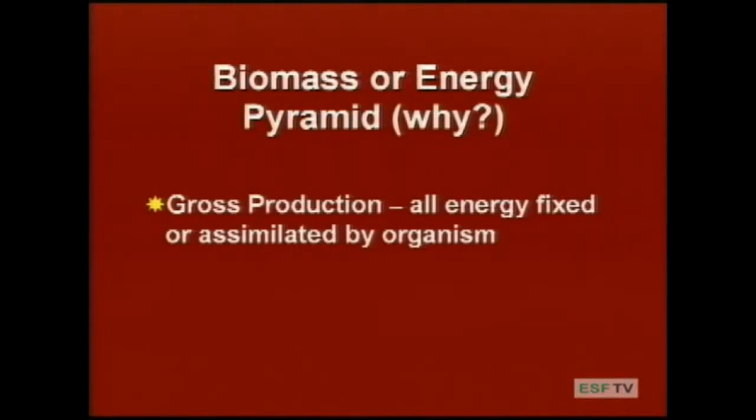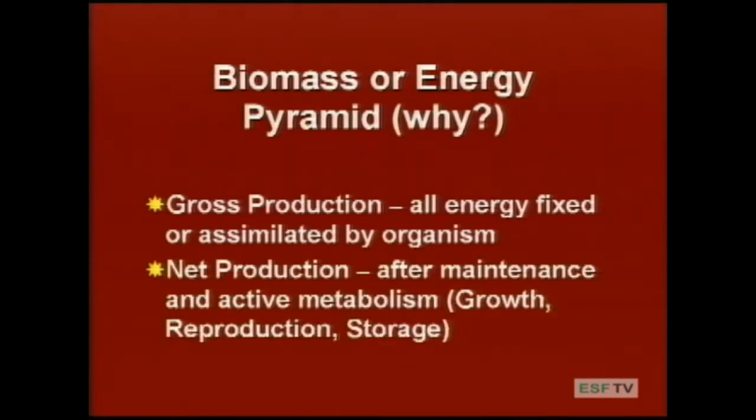Now, I want to give you a little bit of vocabulary to remember. One is gross production. Gross production is all the energy fixed or assimilated by an organism. So it's everything that an organism takes in that doesn't really go out the back end. That's the gross production. The other vocabulary is net production. That's after maintenance and active metabolism. So that's what's left over after that. That goes to growth, reproduction, and storage. That's what's available. And again, second law of thermodynamics.